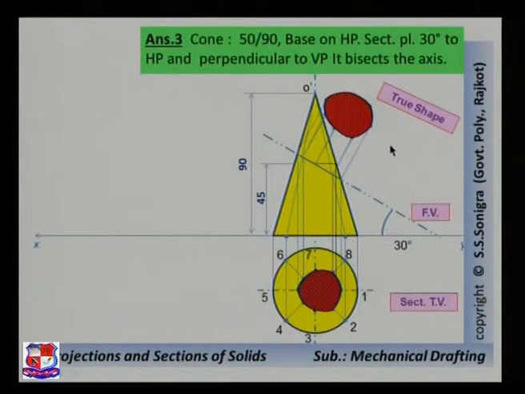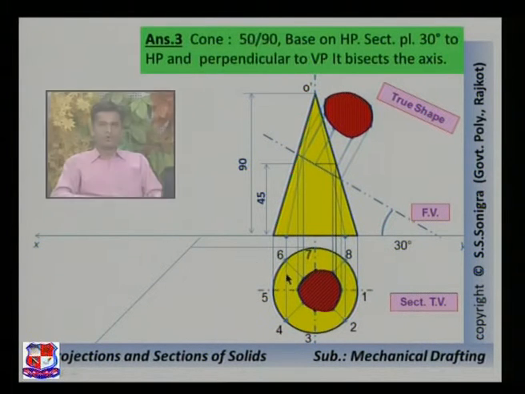Now how to draw the side view of this figure? For that, draw a line here at an angle of 45 degrees with the XY line to the left side of this top view, and take projections from this top view.